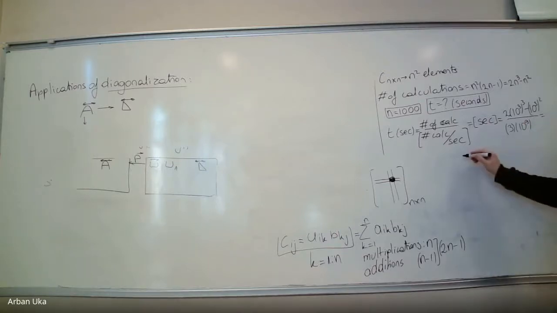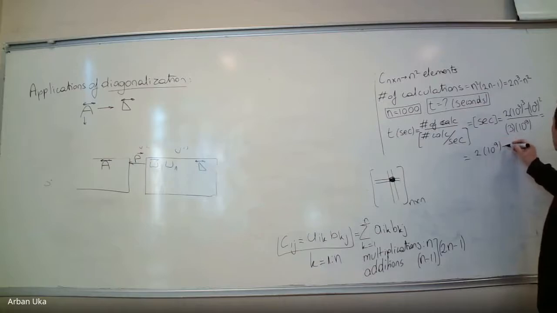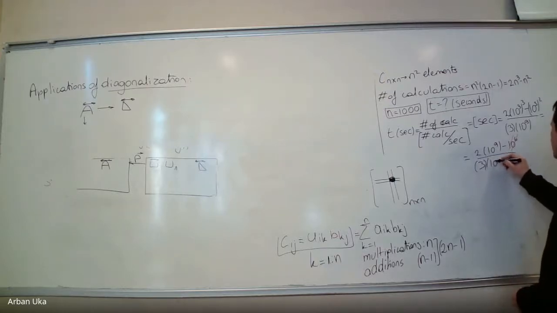So then this will be equal to 2 times 10 to the power 9 minus 10 to the power 6. And 10 to the power 6 compared to 10 to the power 9 is too small. You can even disregard this one. This is some epsilon, infinitesimally small. So we divide this by 3 times 10 to the power 9.